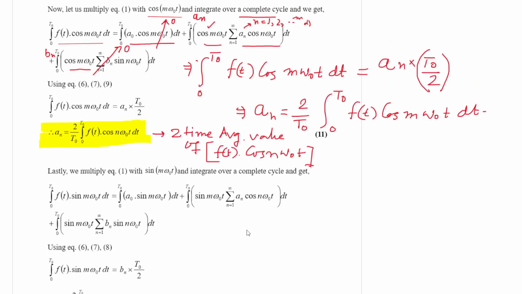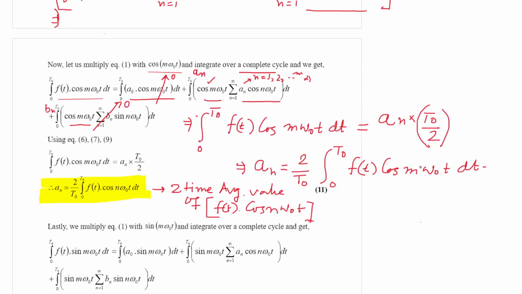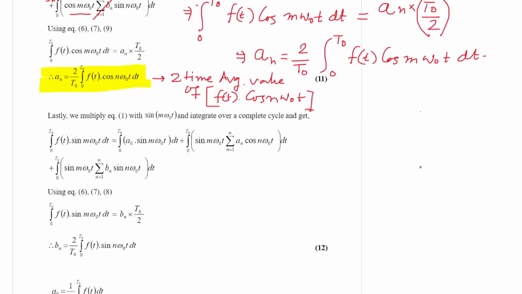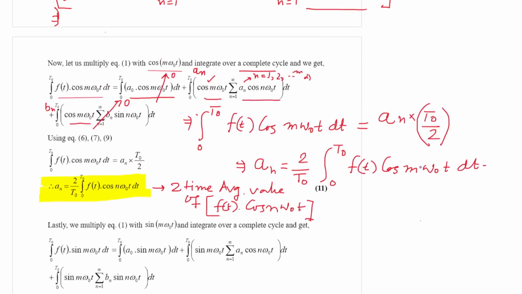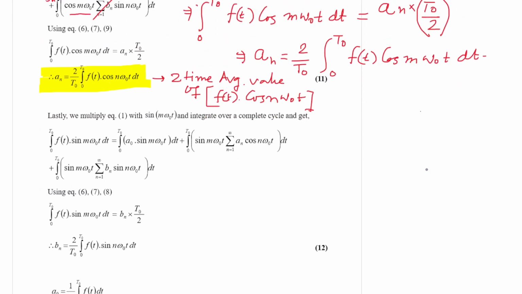Now let us evaluate the final term, bn. We will apply the same logic. Previously we multiplied cosine terms; this time we will multiply the sine terms. So the left hand side will become the integral of f(t) sine m omega naught t dt over a complete cycle, 0 to T naught. Then a0 into sine m omega naught t, integrated over a complete cycle 0 to T naught. Then sine m omega naught t, then the summation of an cos n omega naught t dt.